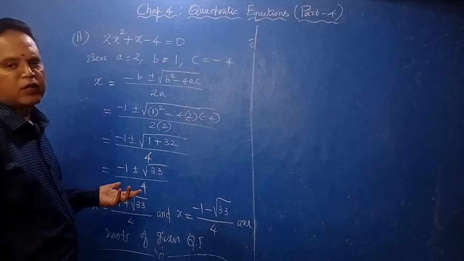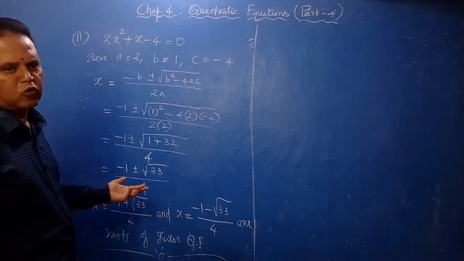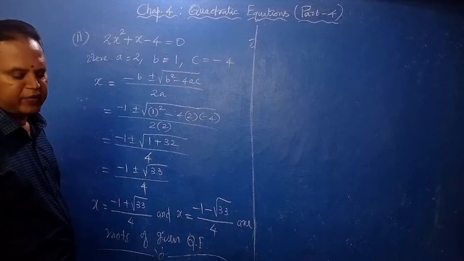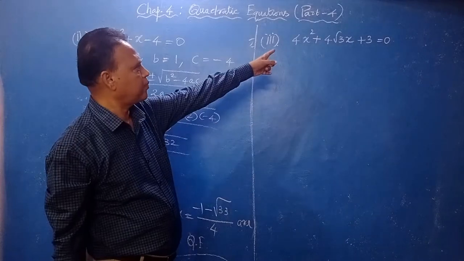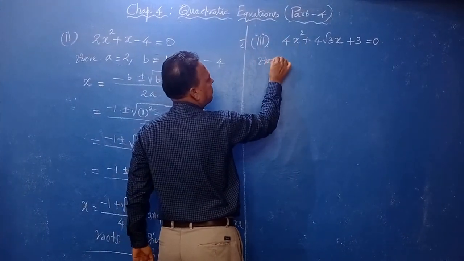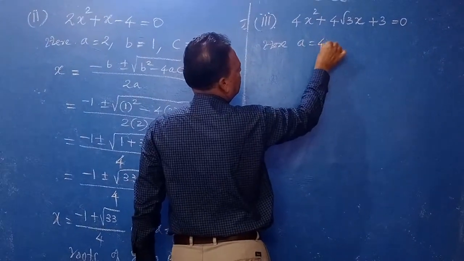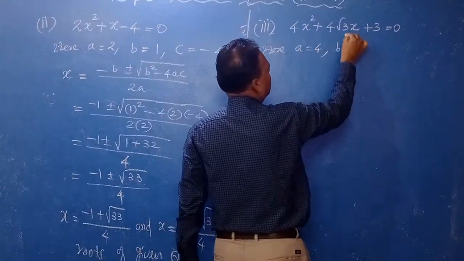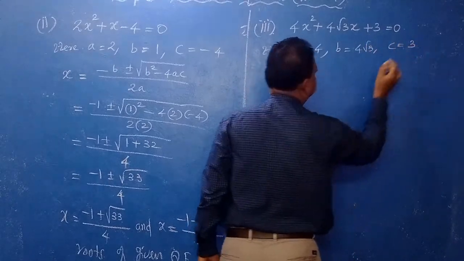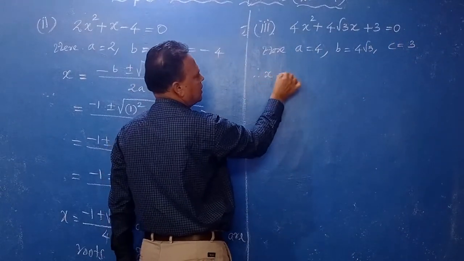Using the quadratic formula only, you can get the roots. You cannot do factorization here. Clear? That's why the quadratic formula is very, very important. You see this problem. Here, what is A? A is 4. What is B? 4 root 3. What is C? 3.